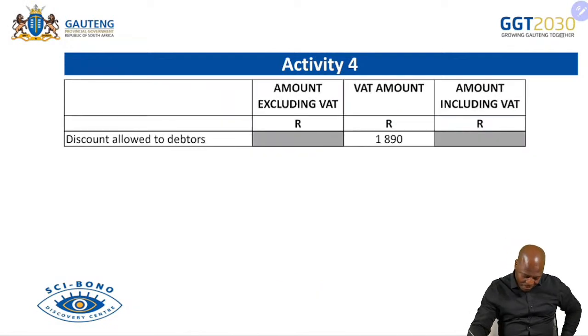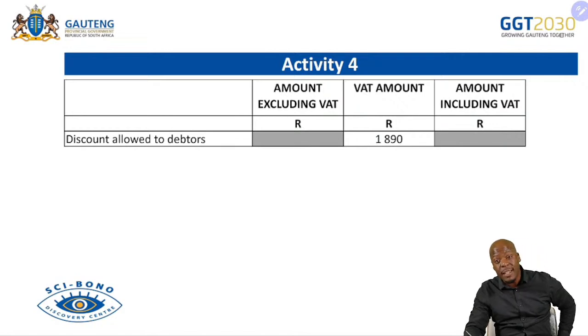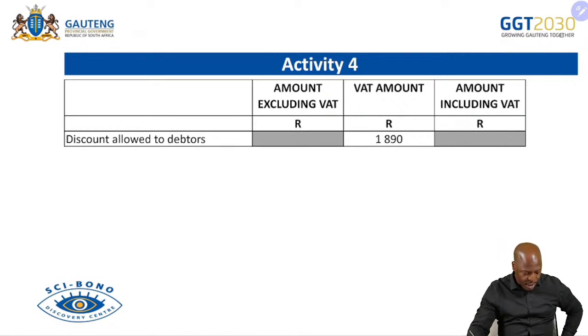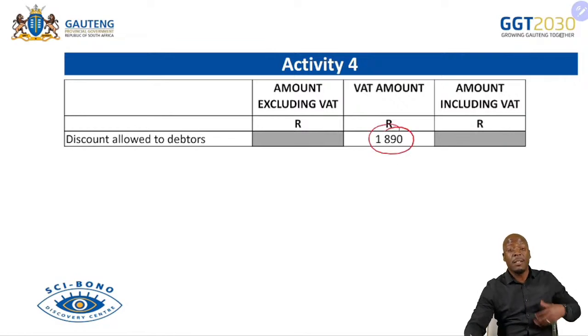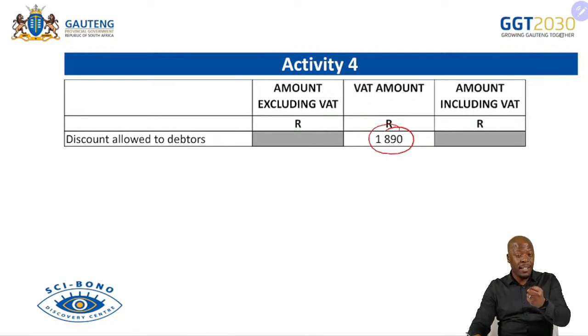The next one is now your discount allowed to debtors. If we have discount allowed to debtors and they give us the VAT amount, the one question you need to ask yourself is, discount allowed, does it increase output VAT or decrease output VAT? So you have to understand it from that sales perspective. We sold goods, output VAT increases. VAT payable to SARS increases.